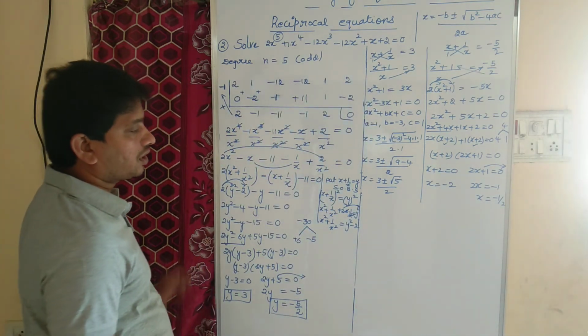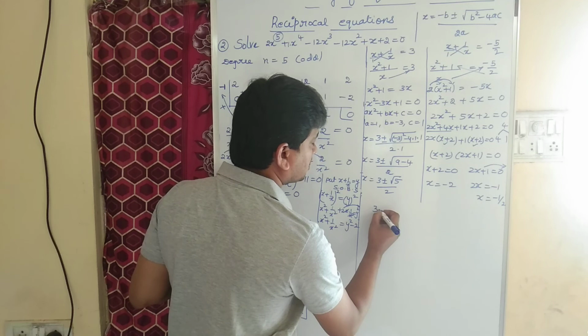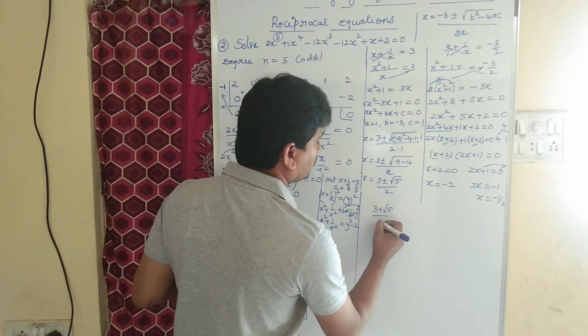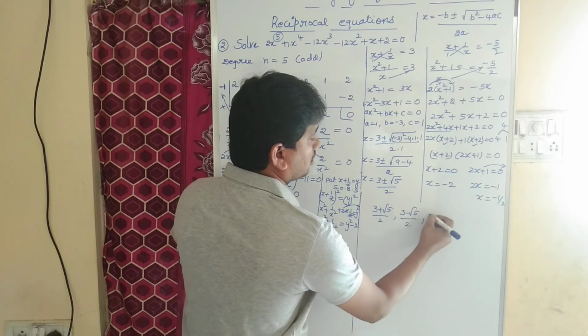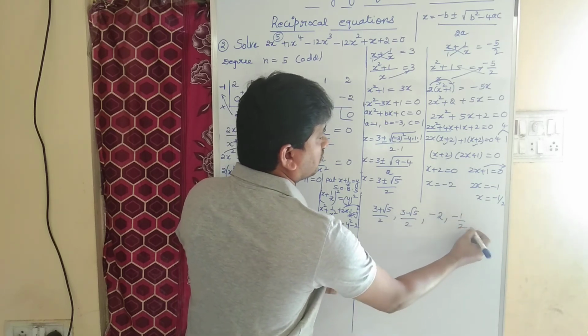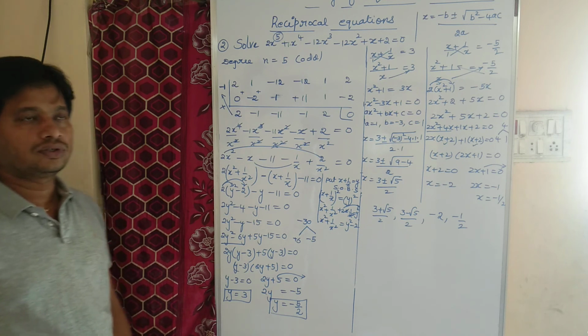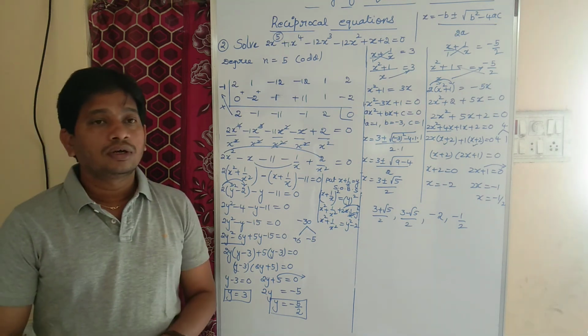So children, what are the roots of the given equation? One is 3 plus root 5 by 2. Second one is 3 minus root 5 by 2. Third one is minus 2. Fourth one is minus 1 by 2.